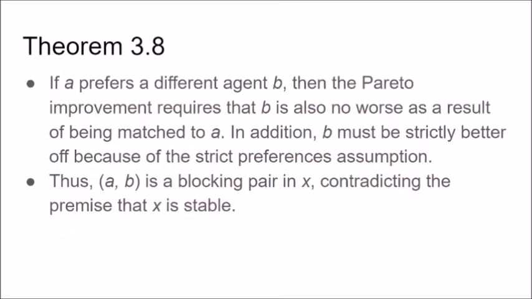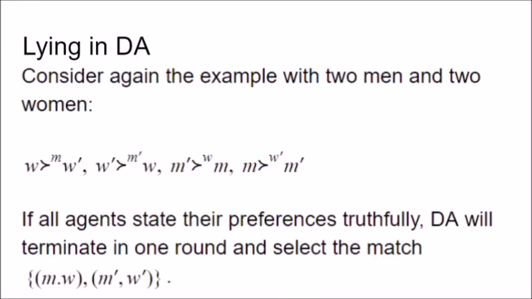And second, if A prefers a different agent B, then the Pareto improvement would require that B is also no worse off as a result of being matched to A, but in addition to that, B must be strictly better off because of the assumption of strict preferences. For B to switch partners, B must strictly prefer A. Thus, A and B are a blocking pair, and this would again contradict the premise that X is stable. So, by contradiction, we can prove that in the roommates problem and the marriage problem, a stable match must be Pareto efficient.